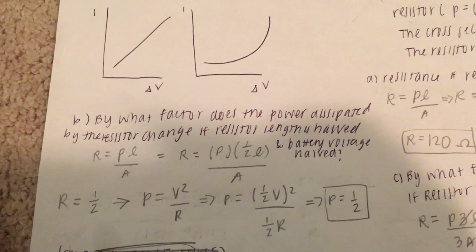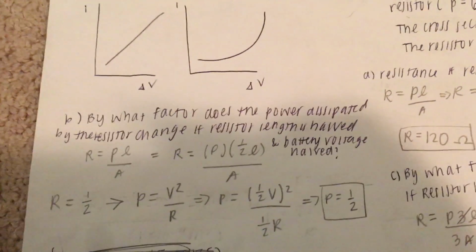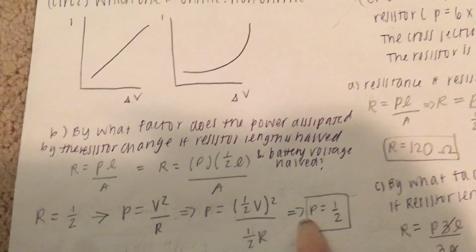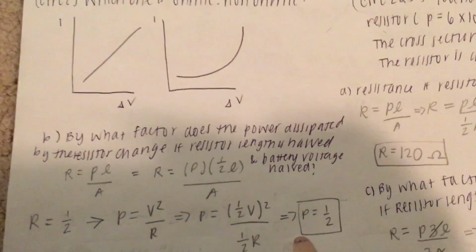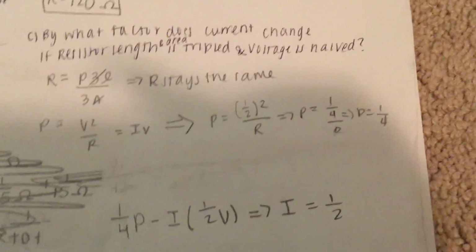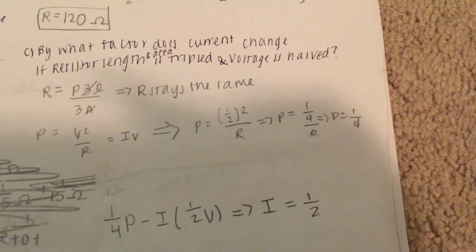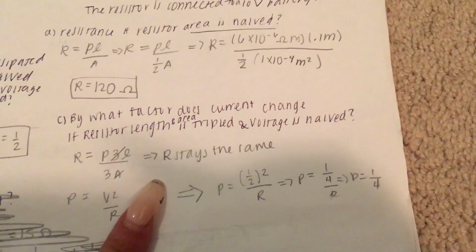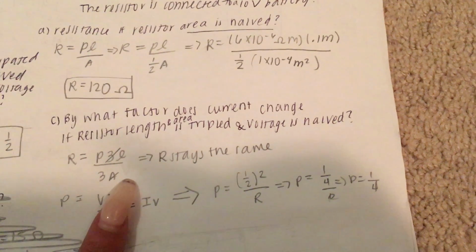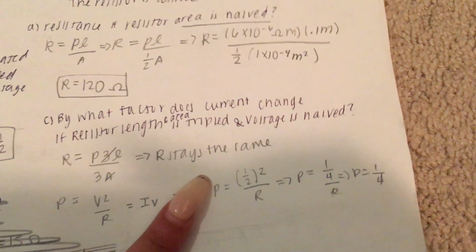So at first you might think, if something's halved and something else is halved, it's just going to cancel out. But little do they know that V is squared, so this turns into 1/4 over 1/2. So then the power is 1/2. Crazy. The last question for this problem is, by what factor does current change if resistor length and area is tripled and voltage is halved? Now here, length and area, the threes cancel out. Sadly, I canceled out the A instead of the 3 because I'm crazy. So the resistance stays the same.